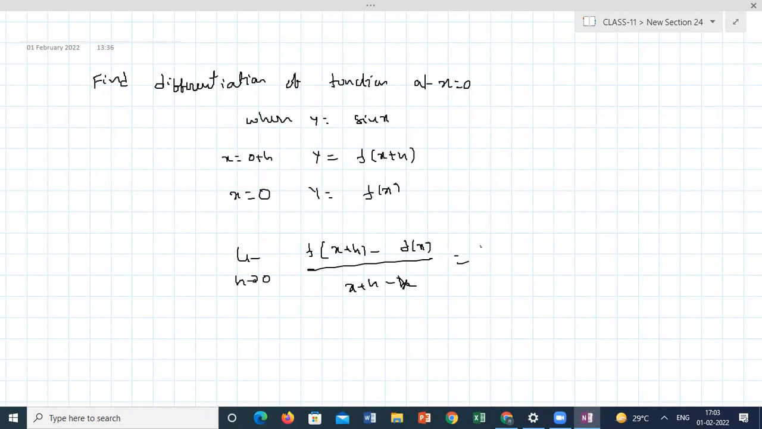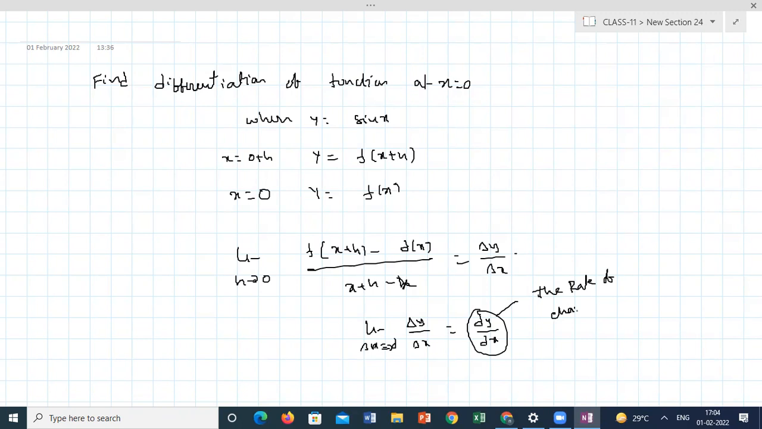That is only delta y by delta x if delta x is tending to 0. So limit delta x tends to 0, delta y by delta x is equal to dy by dx. This means the rate of change of y with respect to x.